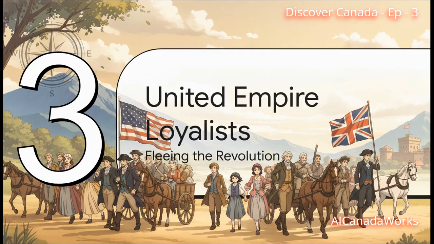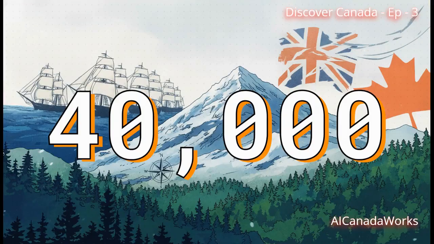Let's look at part 3, the arrival of the United Empire Loyalists. Down south in 1776, the 13 British colonies declared their independence, forming the United States. But here's the thing, not everyone wanted to rebel. A staggering 40,000 people fled the American Revolution. 40,000! They traveled north to settle in Nova Scotia and Quebec, and this massive wave of migration fundamentally changed the demographics of British North America practically overnight.